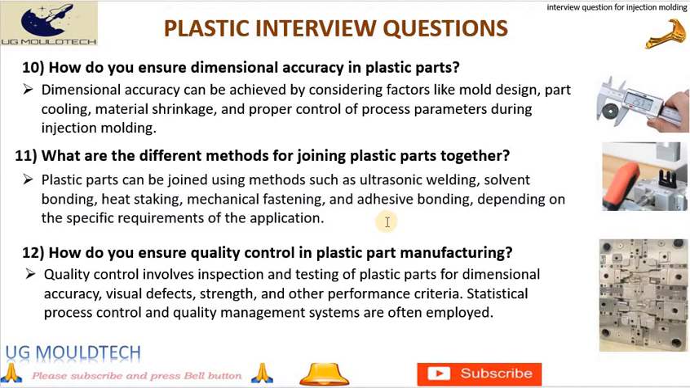Friends, next point in plastic product design interview is 12. How do you ensure quality control in plastic part manufacturing? Quality control involves inspection and testing of plastic parts for dimensional accuracy, visual defects, strength, and other performance criteria. Statistical process control and quality management systems are often employed.